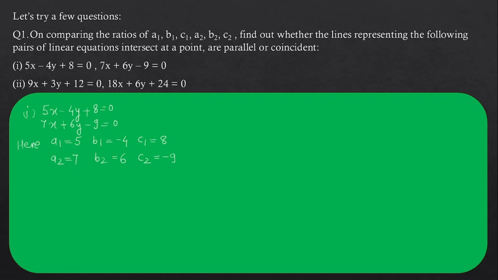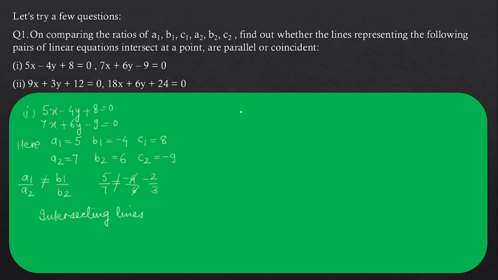Now, one small reminder: before you start assigning the values of these coefficients, make sure to write your pair of linear equations in their standard form. That is, the x term, the y term and the constant all written on the left side of the equation. Now, first we see a1 by a2 and b1 by b2. What is the relationship between them? Here, 5 by 7 and minus 4 by 6. Even when reduced, we see they are not equal. Since a1 by a2 is not equal to b1 by b2, the first pair of equations will give intersecting lines.